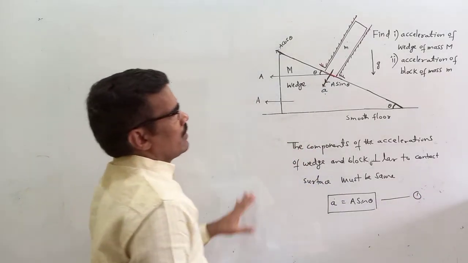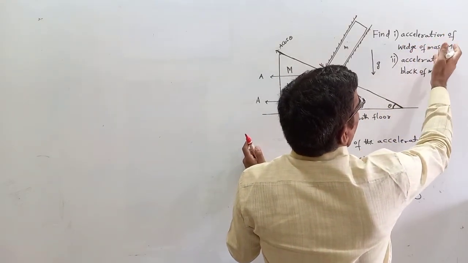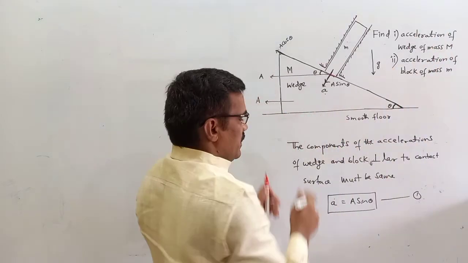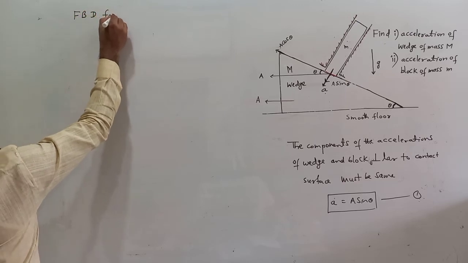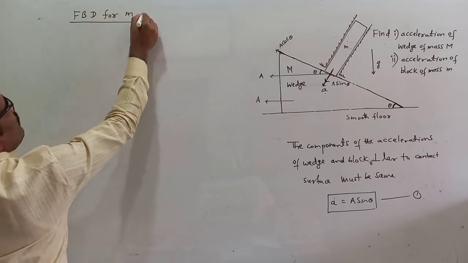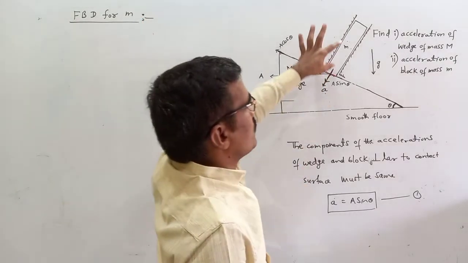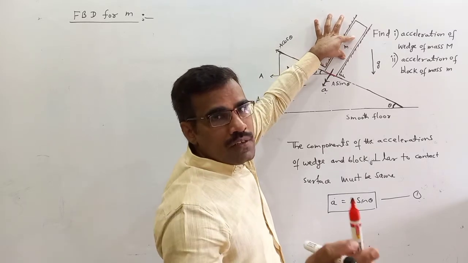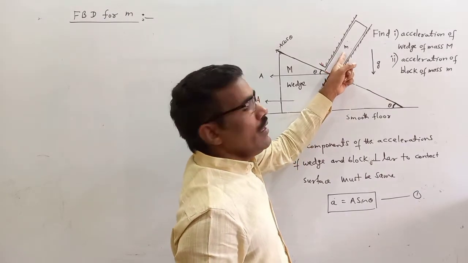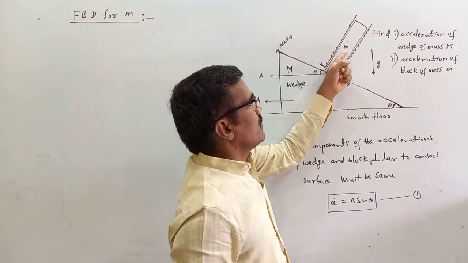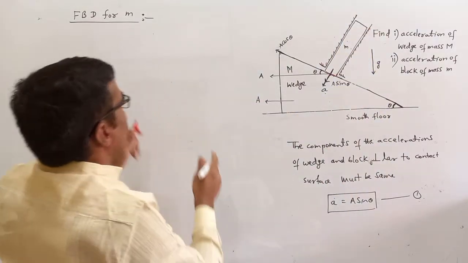Then next we want the values: the acceleration of the wedge of mass capital M, I want capital A, and I want small a. Free body diagram for small m. How many forces are acting on small m? One is its weight. Another one is the normal reaction on the block, this side. mg is acting vertically downward, then these two forces.